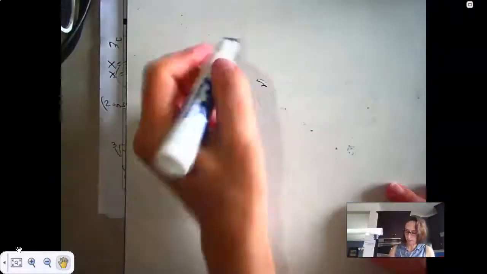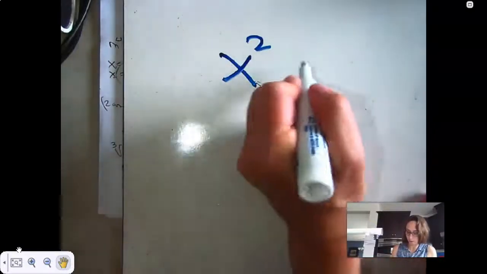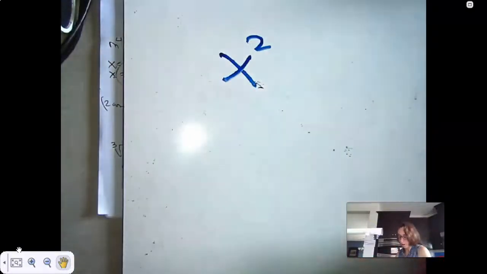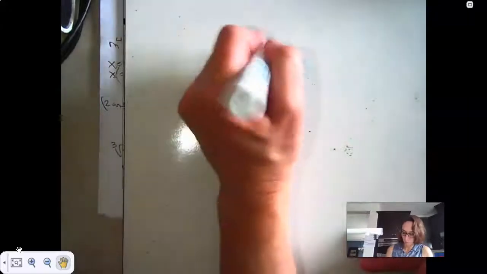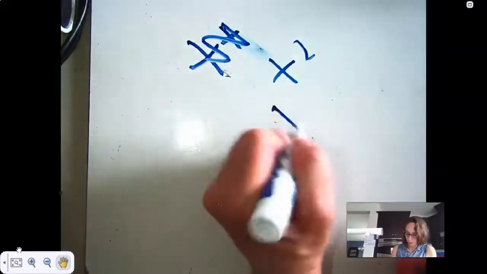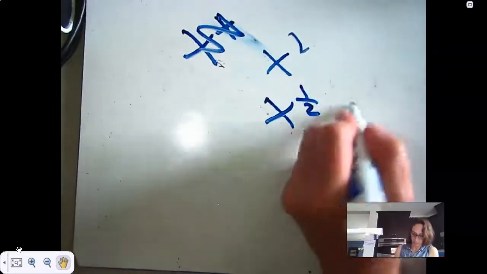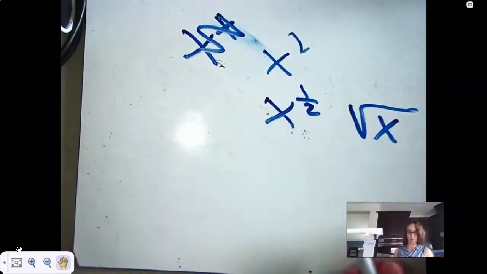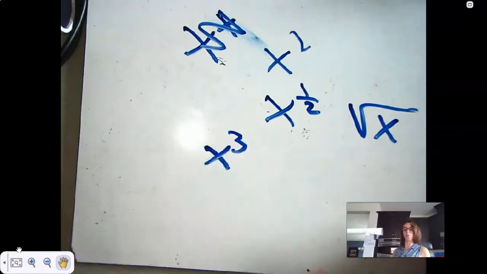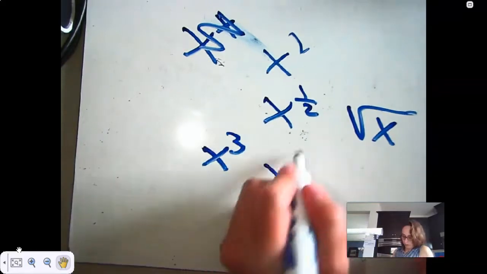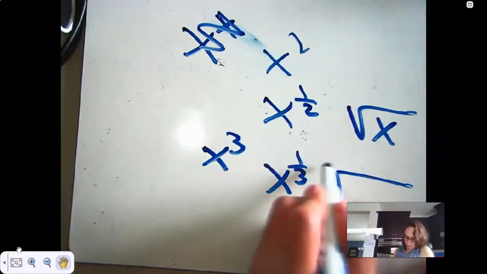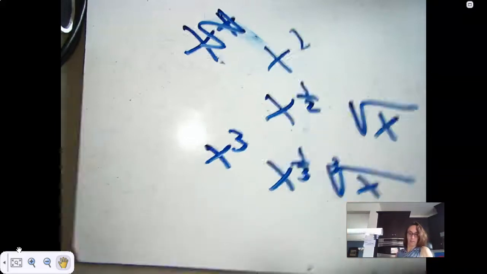You're going to have to let me know if we need to review this stuff more, but let me just kind of show you that I can say x squared. X squared is what you know. But if I have x to the 1/2, that's the same thing as the square root of x. If I have x cubed, that's x cubed. But if I have x to the 1/3, that's the cube root of x.